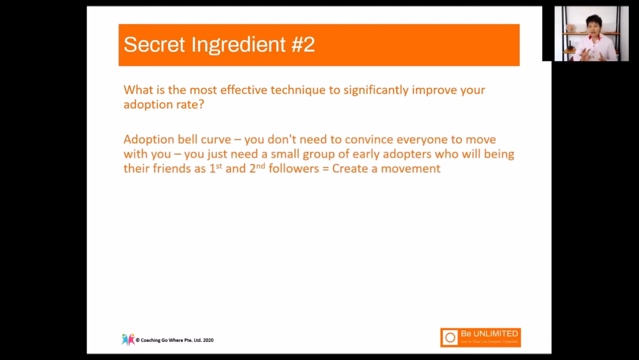The model that I'm going to introduce you to is the adoption bell curve. When you understand how to do this really well, then you're going to get a lot more momentum, because ideally what you actually want is to create a movement of excitement and enthusiasm. You're going to use this particular model so that you identify the early adopters. They will bring their first followers and so forth.